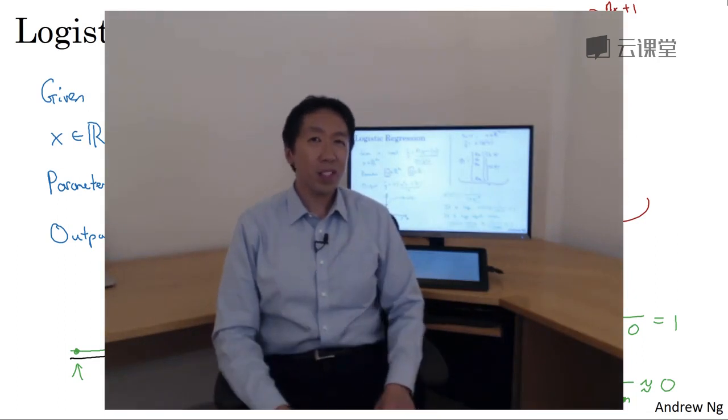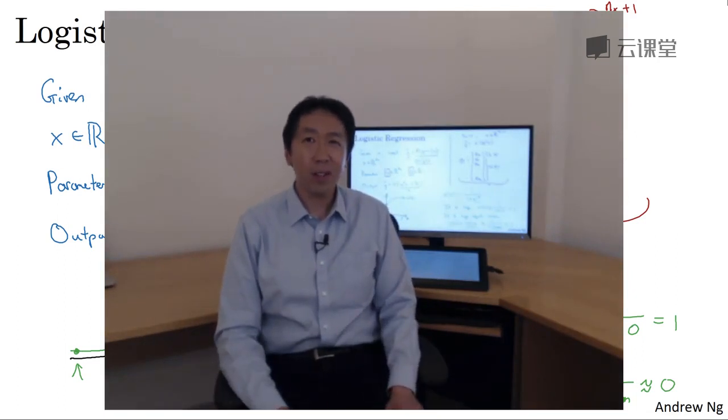So you've now seen what the logistic regression model looks like. Next, to train the parameters w and b, you need to define a cost function. Let's do that in the next video.